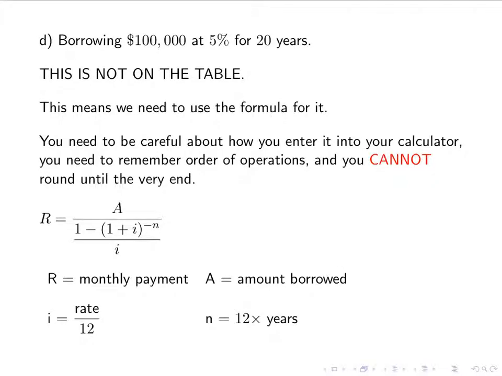R is the monthly payment. It's R because it's the repeated payment, and you can actually do this if it wasn't monthly. These 12s that you see later on would just change, but we're always going to be doing monthly. So R is the monthly payment. A is the amount borrowed. I is the interest rate as a decimal divided by 12. And N is 12 times the number of years. And those 12s is again because it's monthly, and there are 12 months in a year.